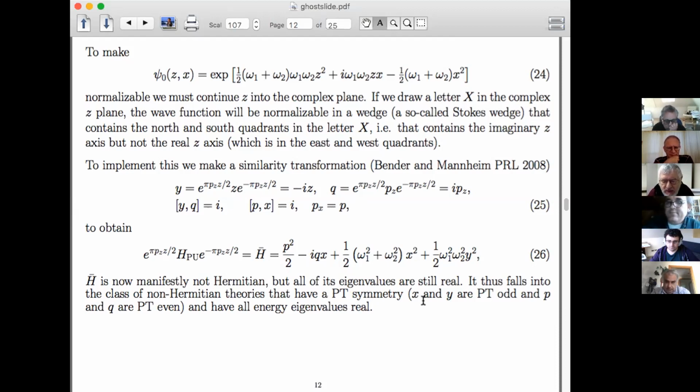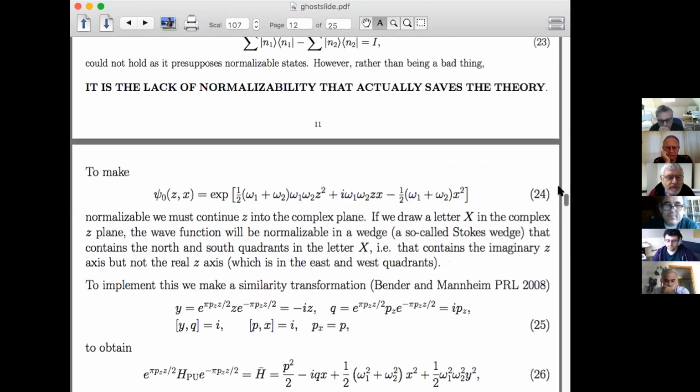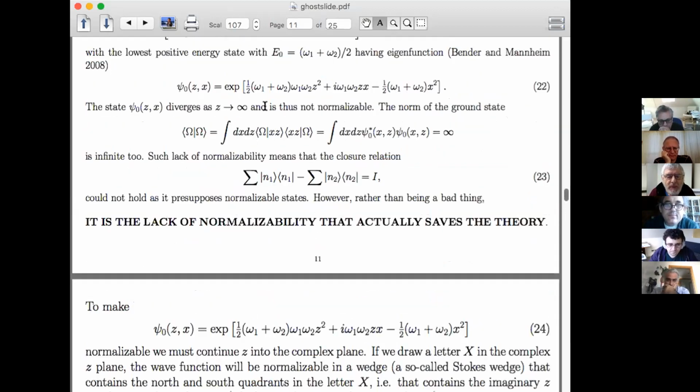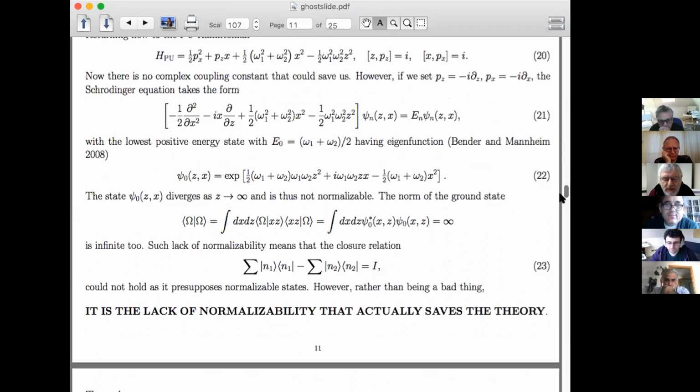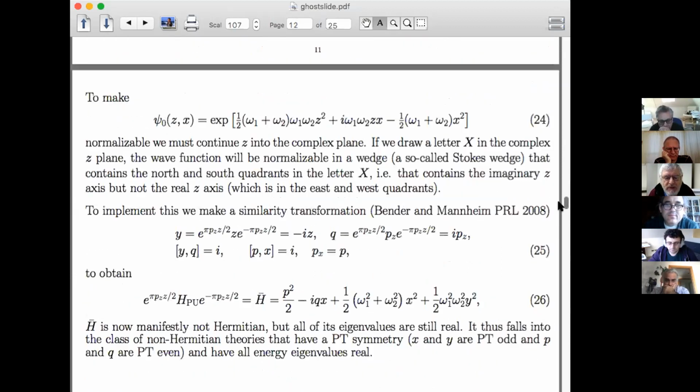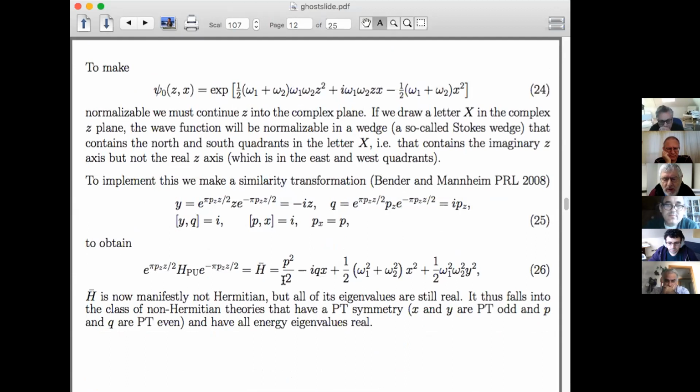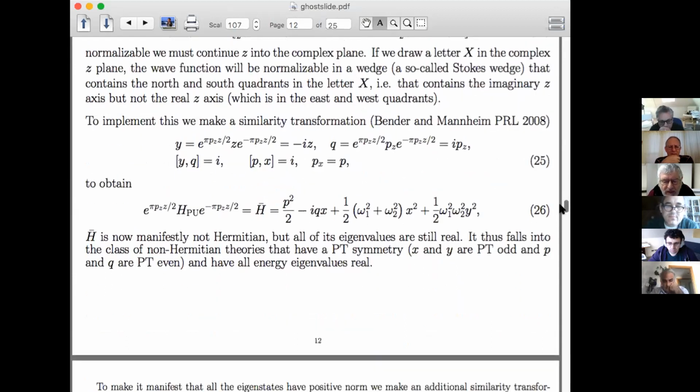It has a PT symmetry, X and Y PT odd, P and Q PT even, and has all energies real, which is the hallmark of PT symmetry. So when we make this transformation, we finally do discover the complex coupling constant that we would like to see, and now we know that it's there. Now, this is still not a diagonal action, but we can diagonalize it.